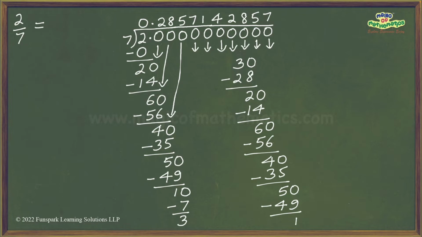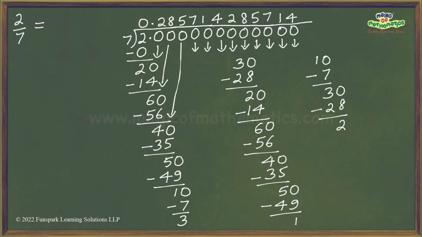Again, I have run out of space, so I'll write the 1 here and continue. As before, I put a 0 again and bring it down. 7 times 1 equals 7. 10 minus 7 equals 3. Put a 0 again and bring it down. 7 times 4 equals 28. 30 minus 28 equals 2. Looks like I can go on and on, but is that really so? And if so, why is that so?